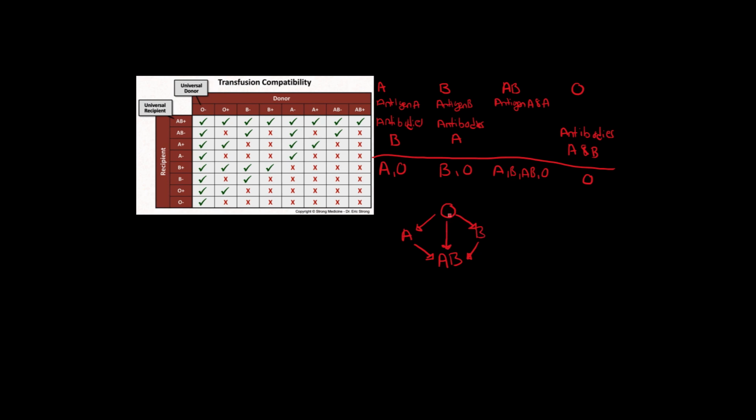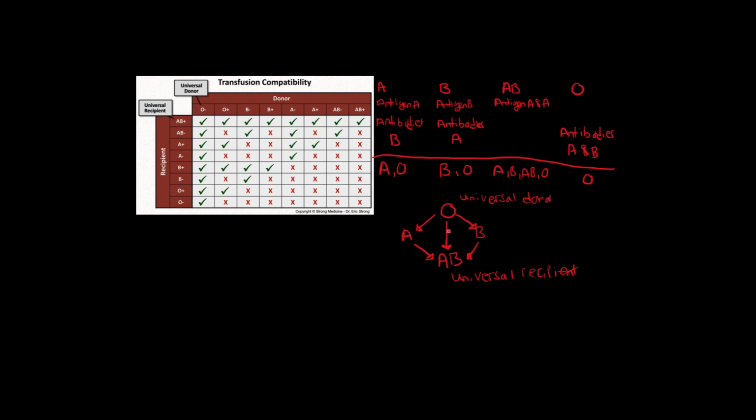That means O is the universal donor. It can give to every type of blood type. Now the AB, look at the arrows. They're all going down. A here, B here, A here. That means this is their universal recipients. They can accept all types of blood.